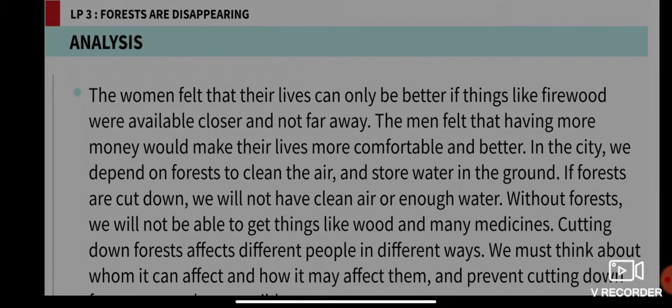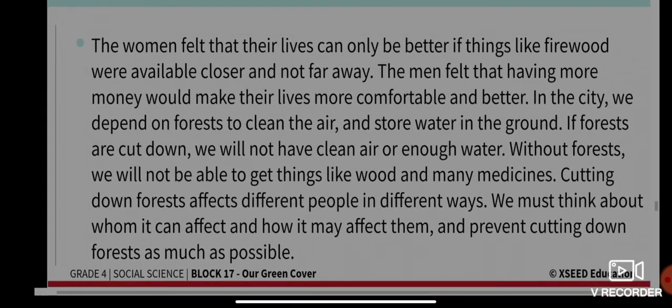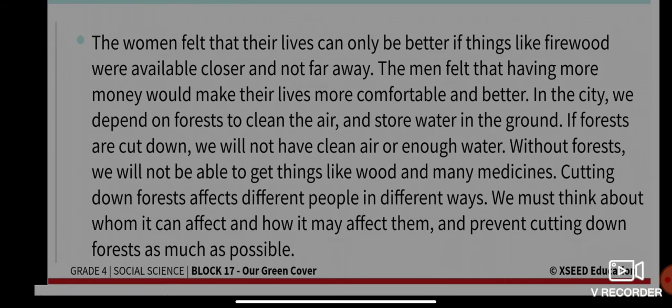So the women felt that their life can only be better if things like firewood were available closer and not far away from their residence. Alright, so the men, on the other hand, felt that having more money would make their lives more comfortable and better. Because after clearing the forest, they can set up a farm, and that is how they can earn money. So that is what the men felt.